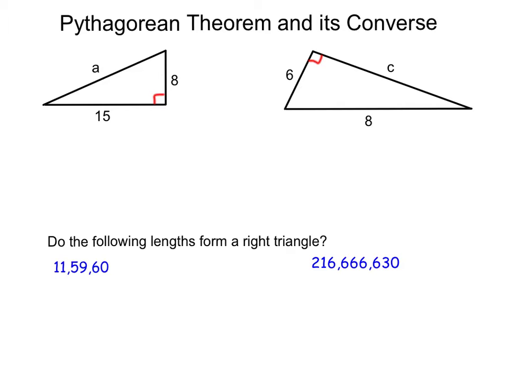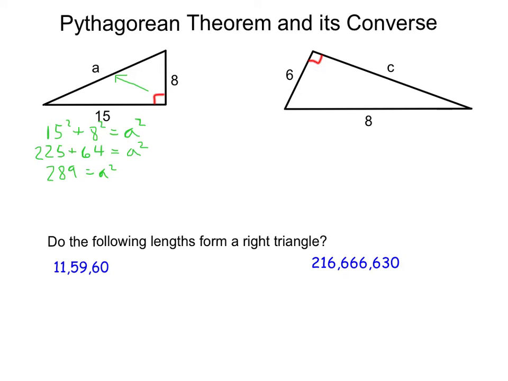For this first problem, A denotes the side that's opposite the 90-degree angle. Therefore, in this problem, A is the hypotenuse, and I'm going to write an equation that relates 15, 8, and A. Now I'm going to evaluate 15 squared and 8 squared, and add 225 and 64 together.